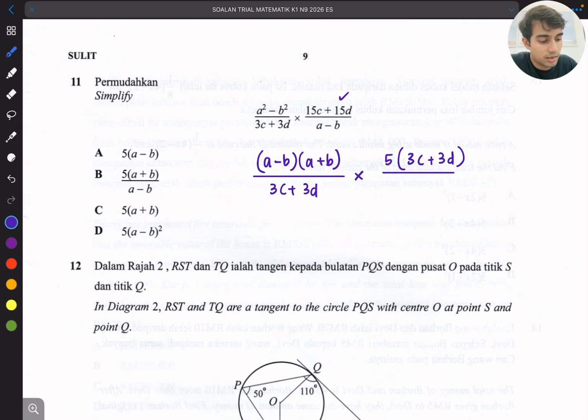This will be much better. Then we can easily cut this. Here we have a minus b can be cut here. So now we are just left with a plus b times 5. So it's 5 times a plus b. C. Done.